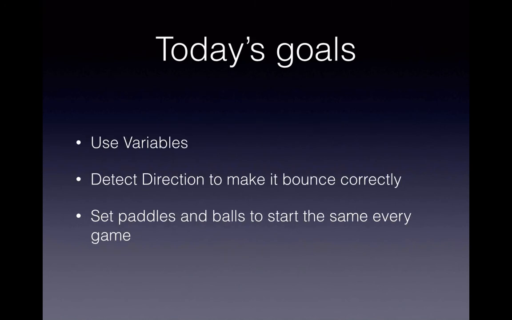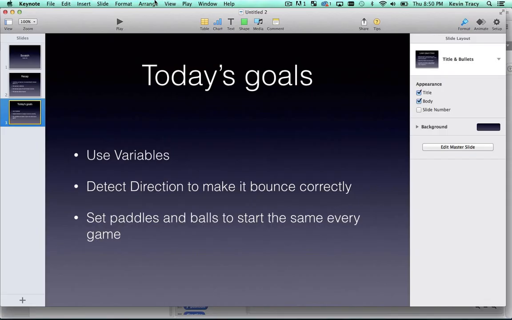Today, we're going to learn a little bit more. We're going to learn about using variables. We're going to learn about detecting direction to make it bounce correctly. And we are going to set the paddles and the ball to start the same for every game. And that's actually really where we're going to start.